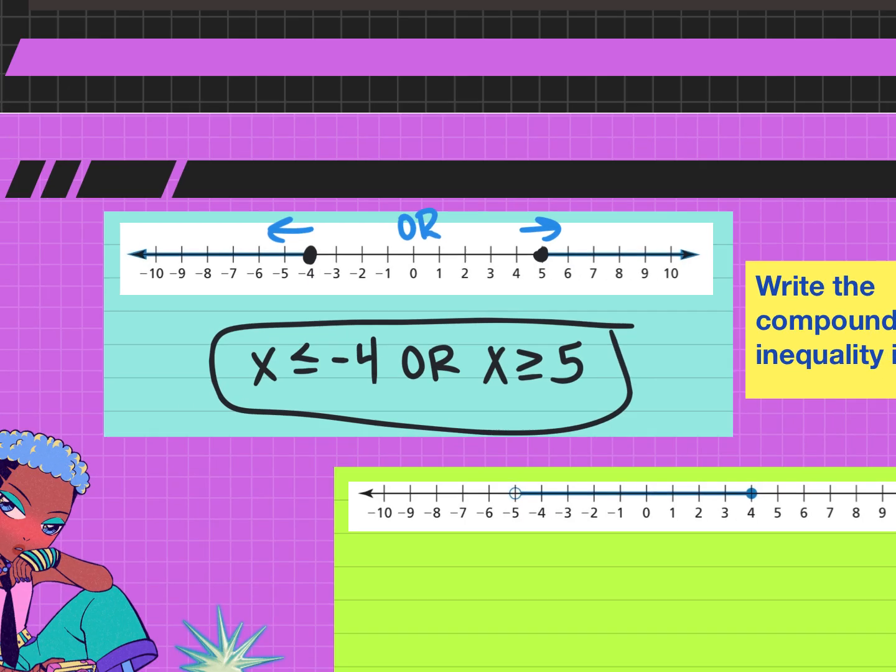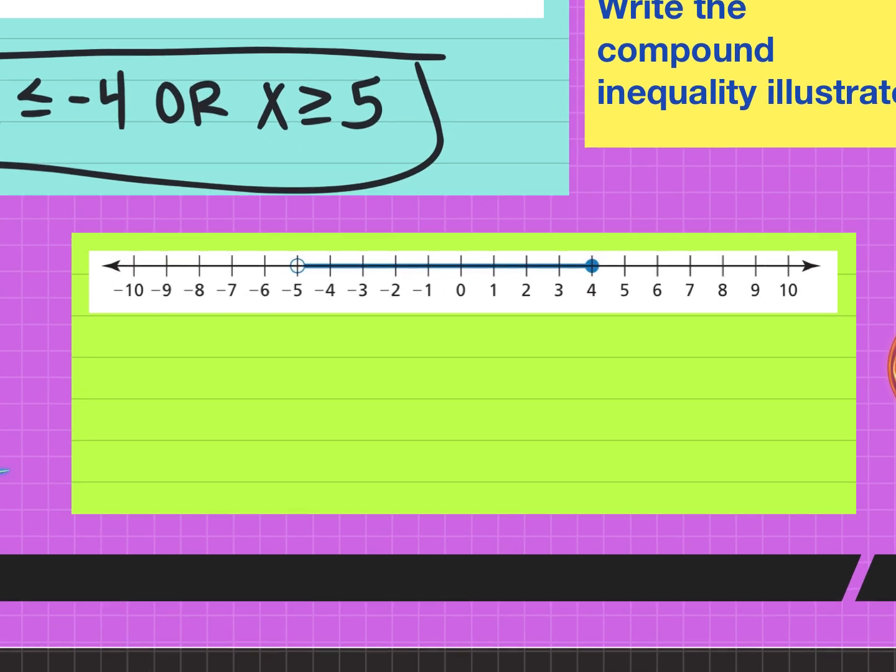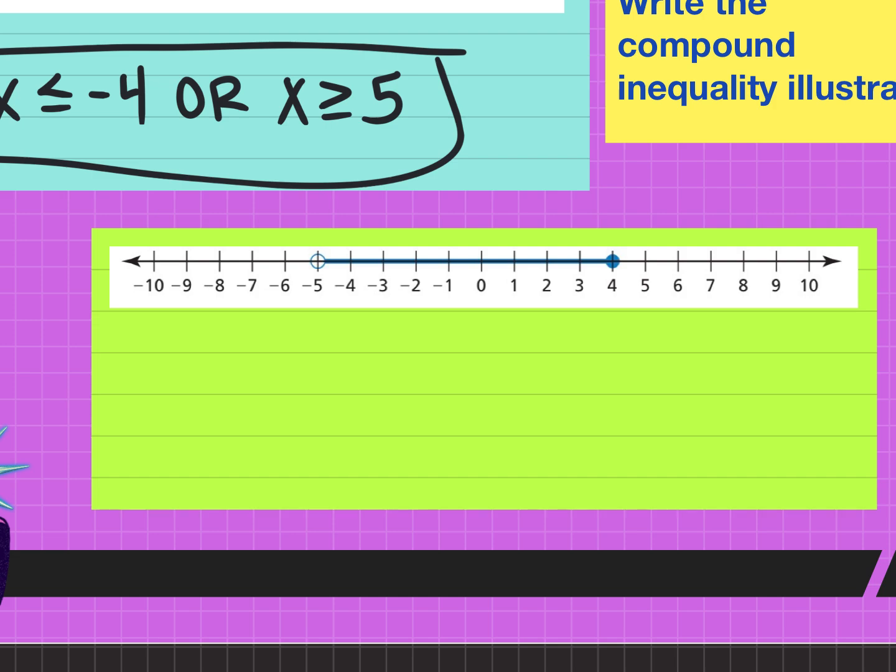The next one, you look at it and you'll notice it's an intersection. It's all the stuff in the middle, which makes it an and. We don't write the word and in the middle. When it's an and, we're going to put a variable in the middle, so I'll use x. We're going to use the smaller number, which in this case is negative 5, and then write the bigger number 4 on the right. And then you could see it's all the numbers smaller than 4, so x is less than or equal to, because it has a closed circle. And then it's the numbers greater than 5.